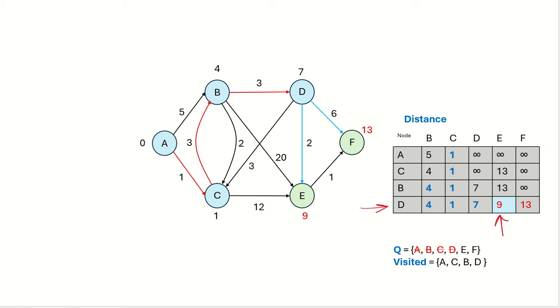Our next node is going to be E. From E there is only one outgoing branch to an unvisited node, which is F. So is 9 plus 1 less than 13? Yes it is. So this is updated to 10. Now F is our only remaining unvisited node. We mark it also as visited, and since there are no other unvisited nodes, this is our final distance vector. So we can see that from A the shortest distance to B is 4, to C it is 1, to D it is 7, to E it is 9, and to F it is 10. And using the technique I explained earlier, you can double check this also.